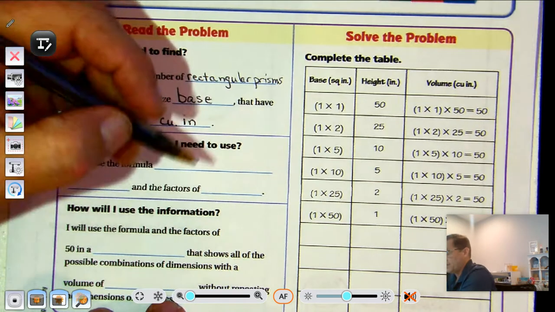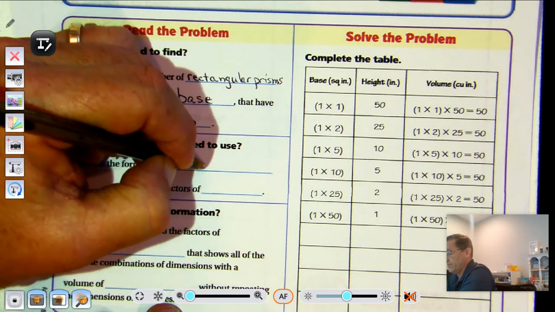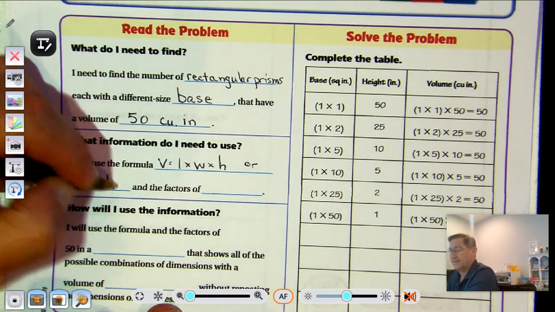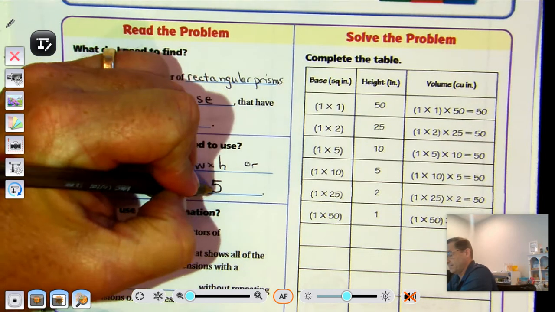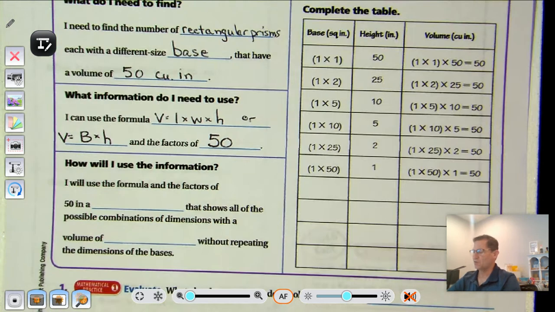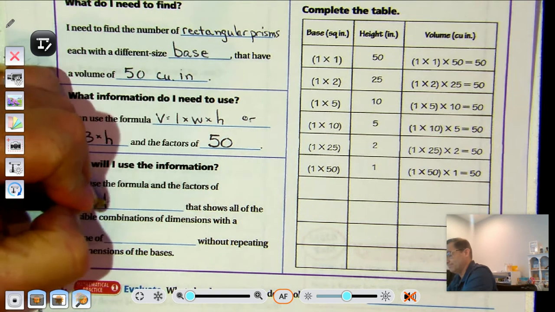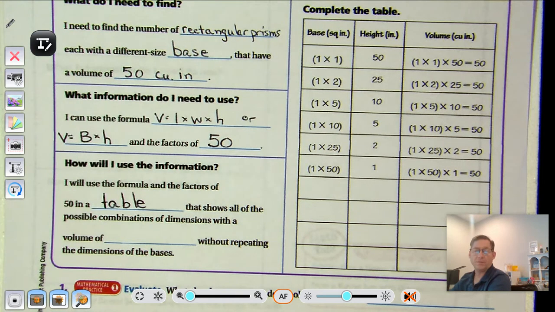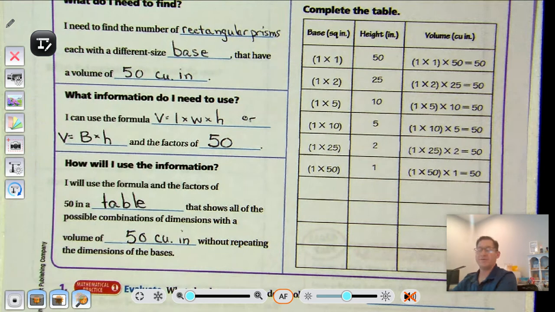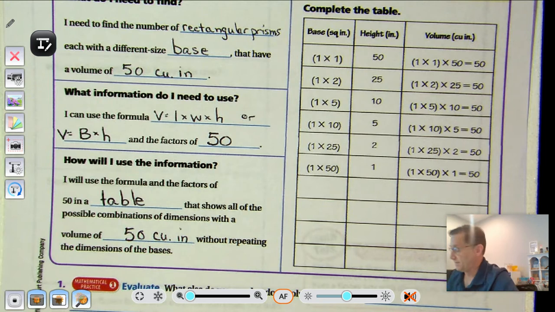What information can I use? The formula volume equals length times width times height, or volume equals base times height, and the factors of 50. Okay, because we need to have it multiply and have a product of 50 for the volume. So what can we do? I'll use the formula and the factors of 50 in a table that shows all of the possible combinations of dimensions with a volume of 50 cubic inches without repeating the dimensions of the bases.